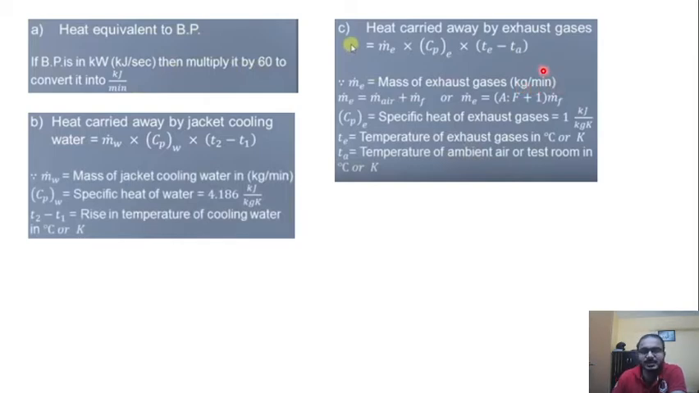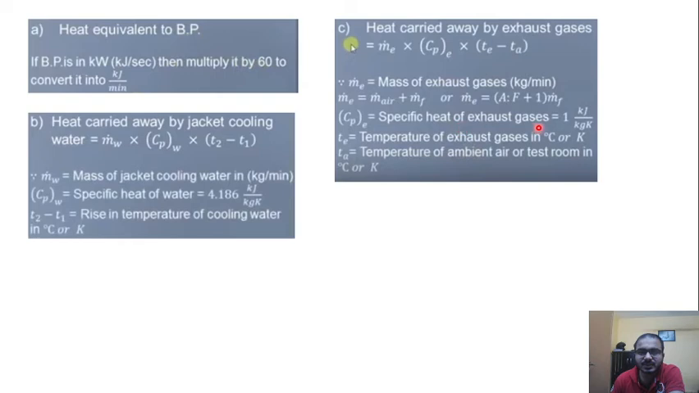So there are two ways that we can calculate the mass of exhaust gases. First is mass of air plus mass of fuel. Let me remind you, everything is in rate form here. Or the second way to calculate is (air fuel ratio plus 1) into mf dot. So as you know, if we simplify this, then we will arrive at this equation only, that is m air dot plus mf dot.